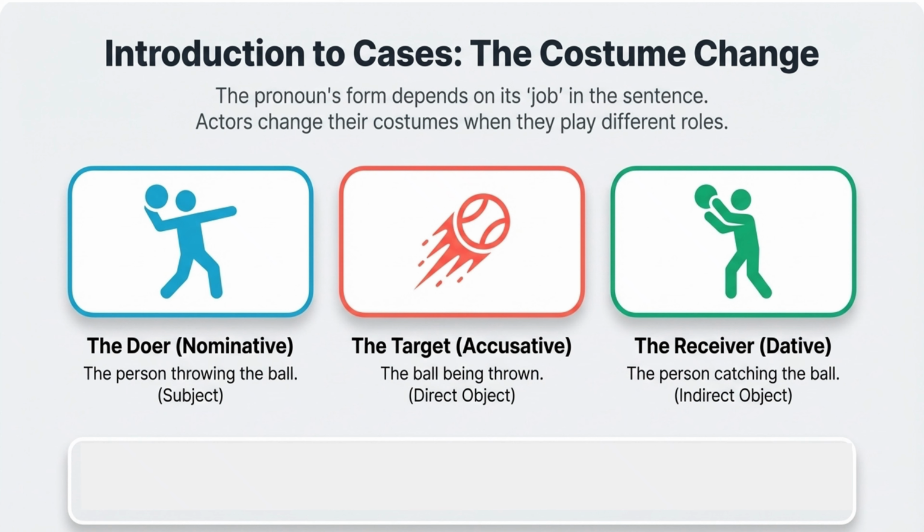Accusative, or the target, denoted by the red costume. This is the direct object, the thing being thrown. For example, ich werfe den Ball. The receiver, that is dative, which we will denote by the green costume. This is the indirect object, the person who receives something. For example, ich gebe dir den Ball. Just like actors change costumes for different roles, pronouns change their form according to the case.